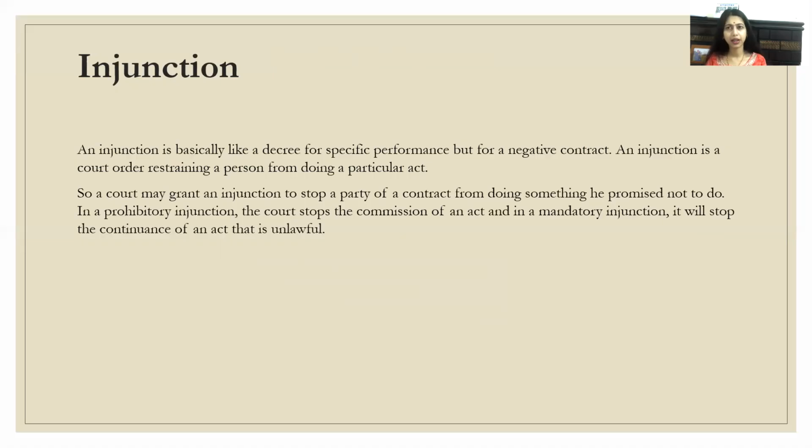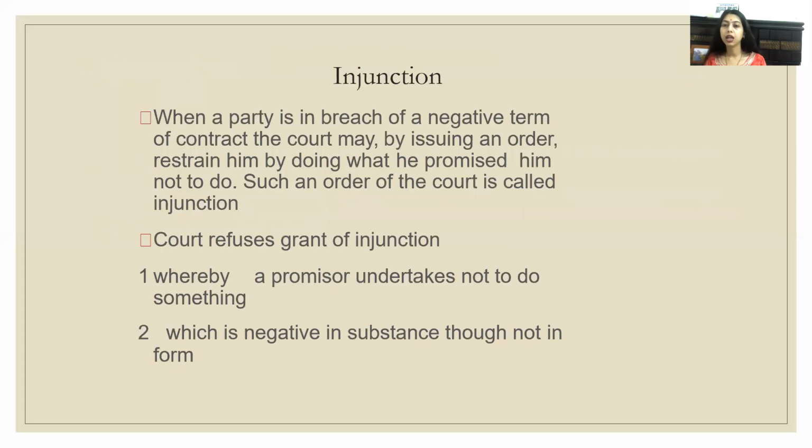So the court may grant an injunction to stop a party of a contract from doing something which he promised not to do. In a prohibitory injunction, the court stops the commission of an act, and in a mandatory injunction, it will stop the continuation of an act that is unlawful. So the court may at any time grant an injunction to stop a party of a contract from doing something which he has promised to do or not to do. It's some kind of prohibitory injunction to stop the commission of an act, or you can call it a mandatory injunction. It will stop the continuation of an act which is unlawful in nature.